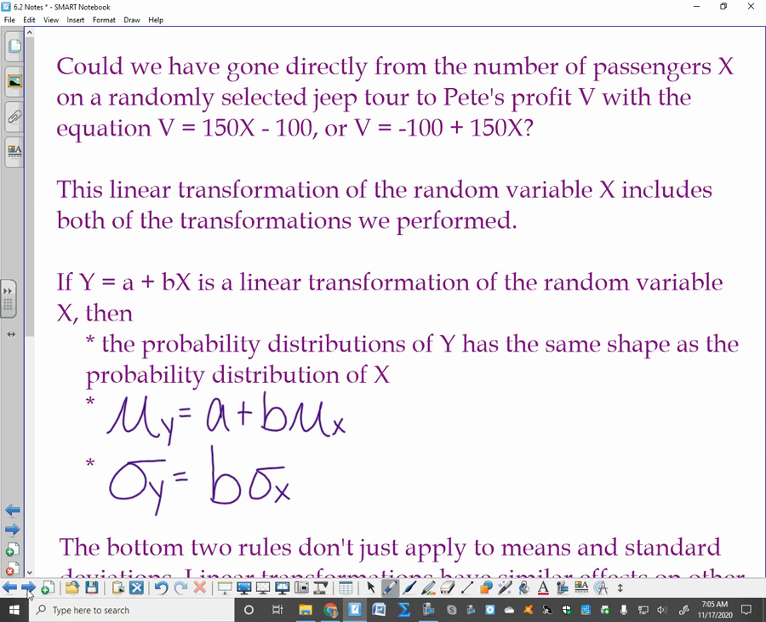All right, the mean of y takes into account both transformations to the mean of x, but the standard deviation of y only takes in the multiplication factor for the standard deviation of x.